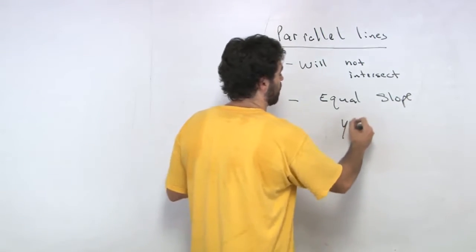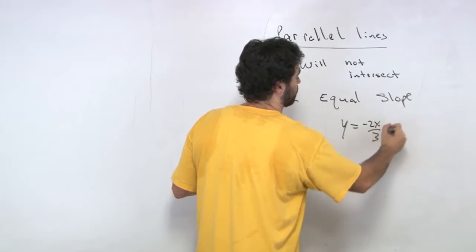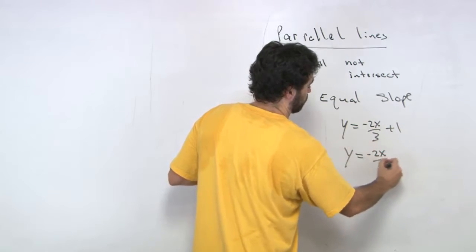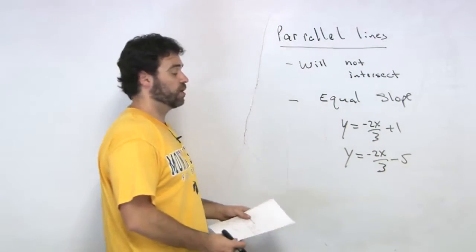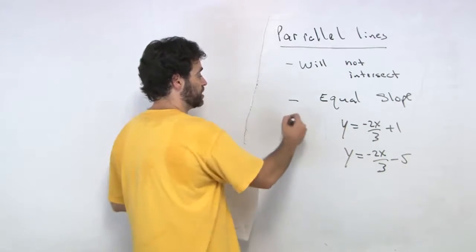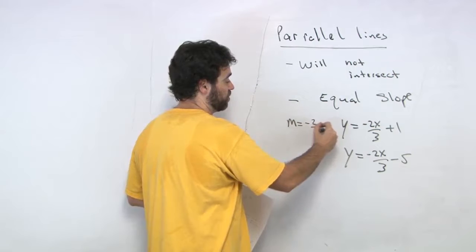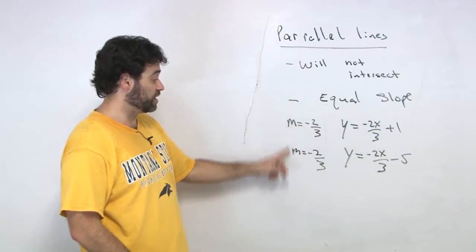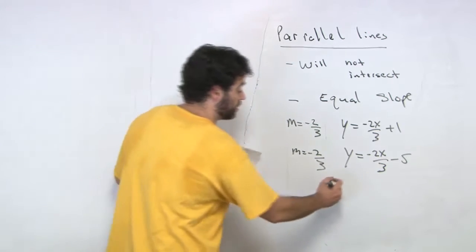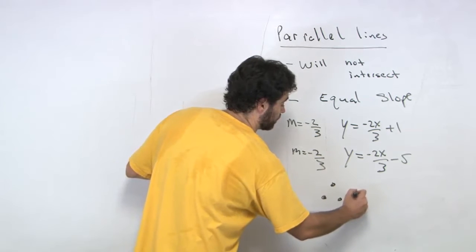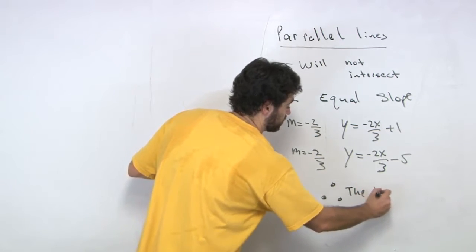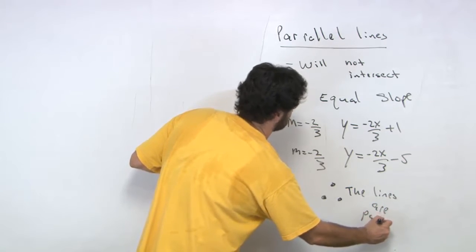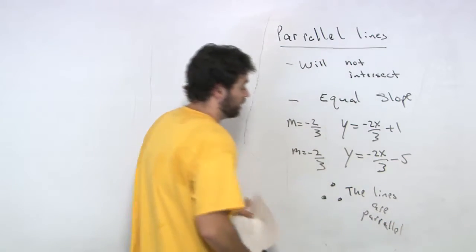So if I'm looking at this line, y equals negative 2x over 3 plus 1, and y equals negative 2x over 3 minus 5. Okay? All I'm concerned about is the m's. So m for this is equal to negative 2 over 3, and m for that is equal to negative 2 over 3. And since both of them have equal m's, equal slopes, therefore, we say the lines are parallel. Okay? And that's our therefore symbol.